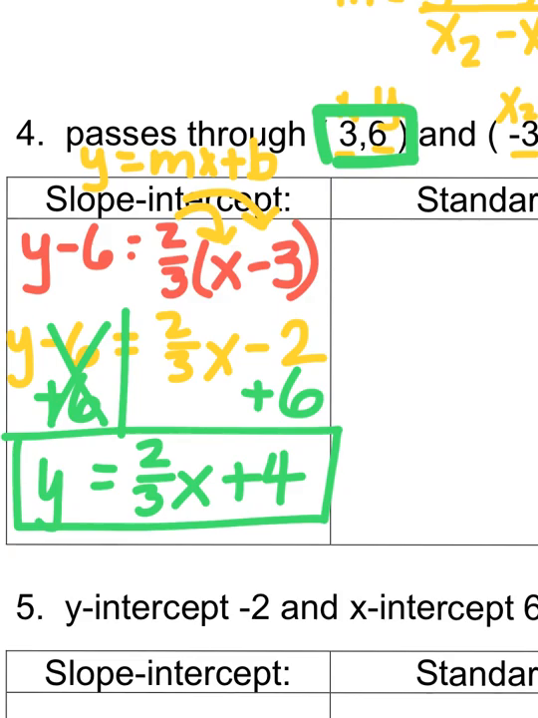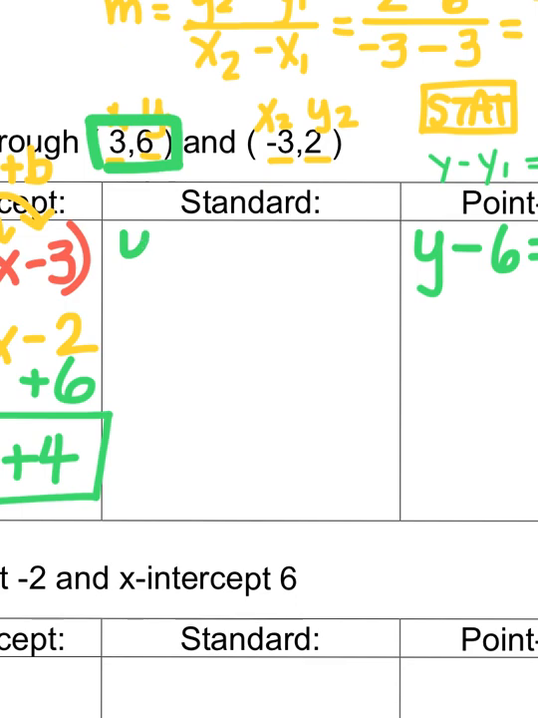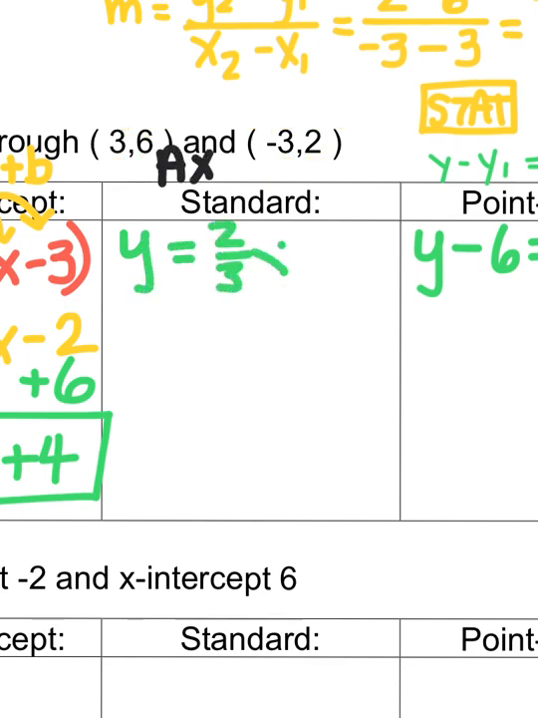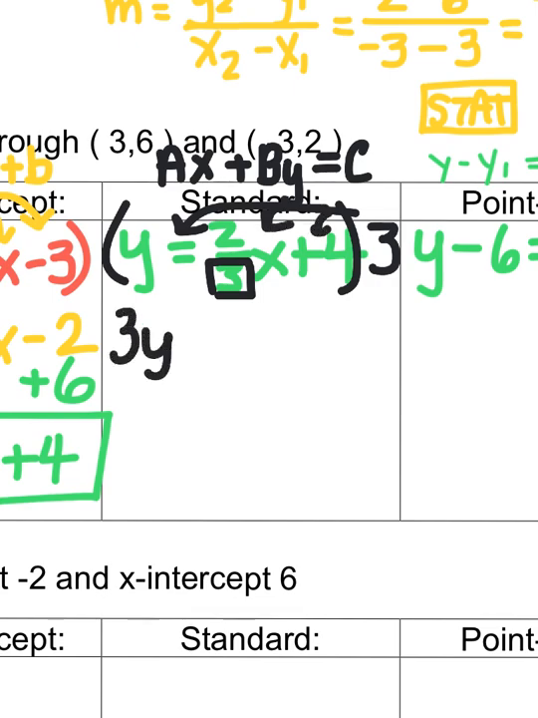Now let's take that equation and rewrite it in standard form. This time I'm going to remember to get rid of that denominator first. Remember our goal, ax plus by equals c. So let's take a look at this denominator of 3. The least common denominator would be 3. So we'll multiply each term by 3. So that gives us 3y equals 2x plus 12.